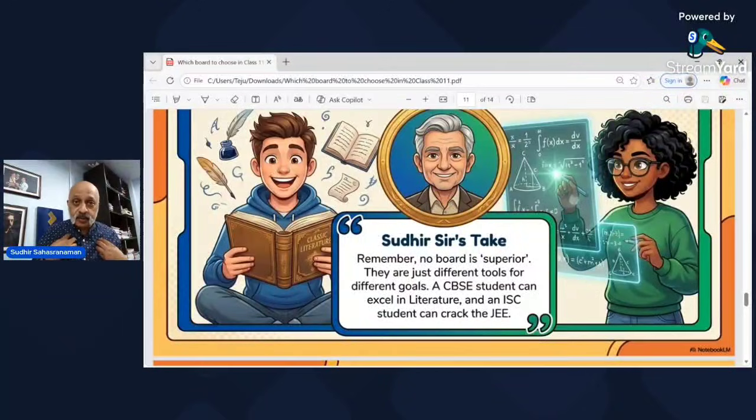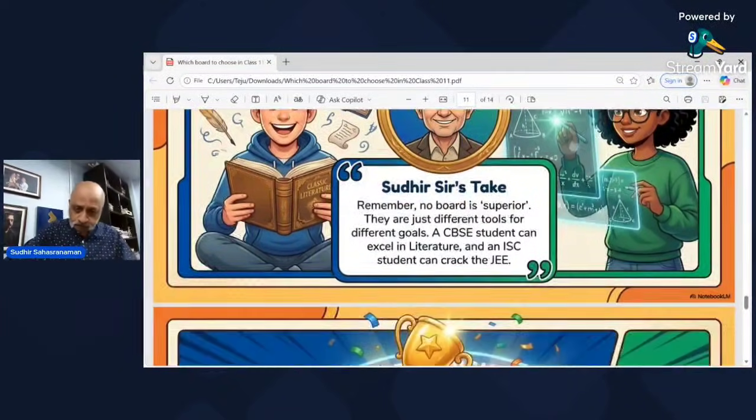I was excellent in literature, in language, in humanities subjects, and I was equally good in science subjects also. In chemistry and biology, I was excellent, right? So it is not that a CBSE student can't do well in literature or any of the humanities subjects. Similarly, it is not as if an ISC student cannot crack JEE. I just told you the example of one of my students who cracked NEET. She's studying in a medical college in Lucknow, Anushka Gupta, and she was an ISC student. So absolutely no problem.